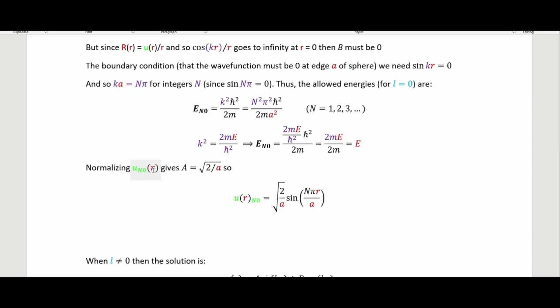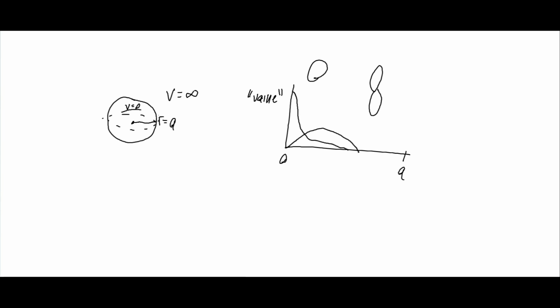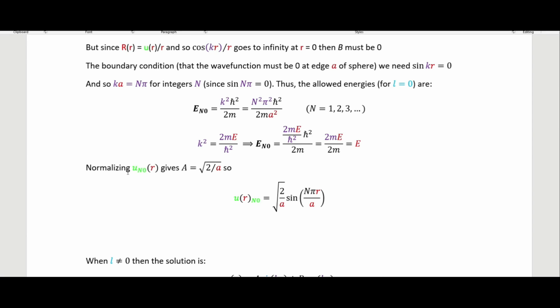So we end up with, if we normalize it, a is equal to the square root of 2 divided by a. Remember, a is the radius at the edge where our v0 instantaneously goes to v infinity. And so this then is our solution here. Our u, which is a function of r at different n's, with L equals 0, is equal to the square root of 2 over a times the sine of n pi r over a.